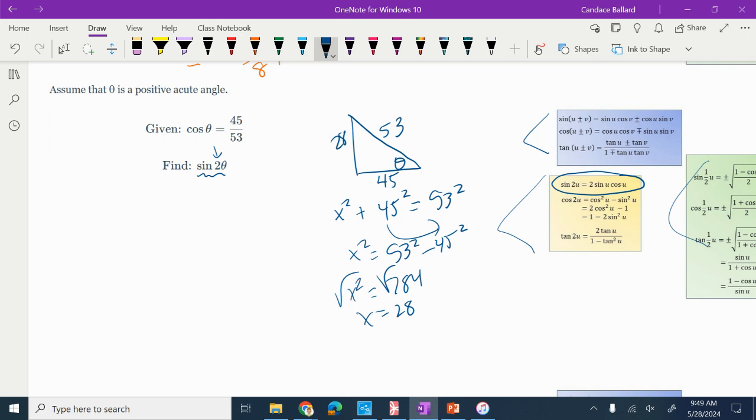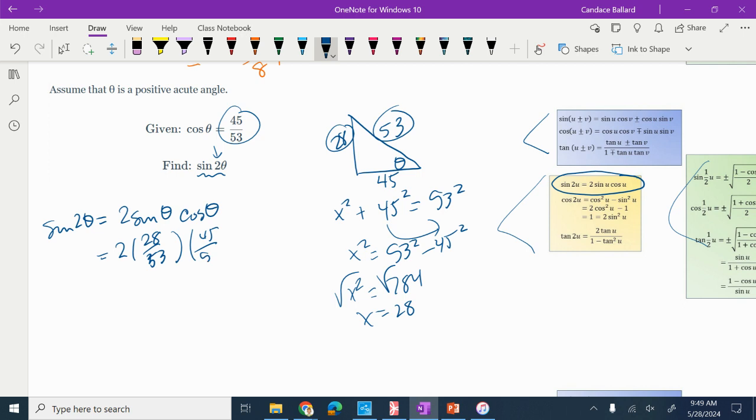All right, so now I'm ready to set up this formula. So it's sine of 2 theta equals 2 sine theta cosine theta. So I'm going to substitute in. My sine of theta would be the opposite, 28, over the hypotenuse, 53. And my cosine they gave me is 45 over 53.